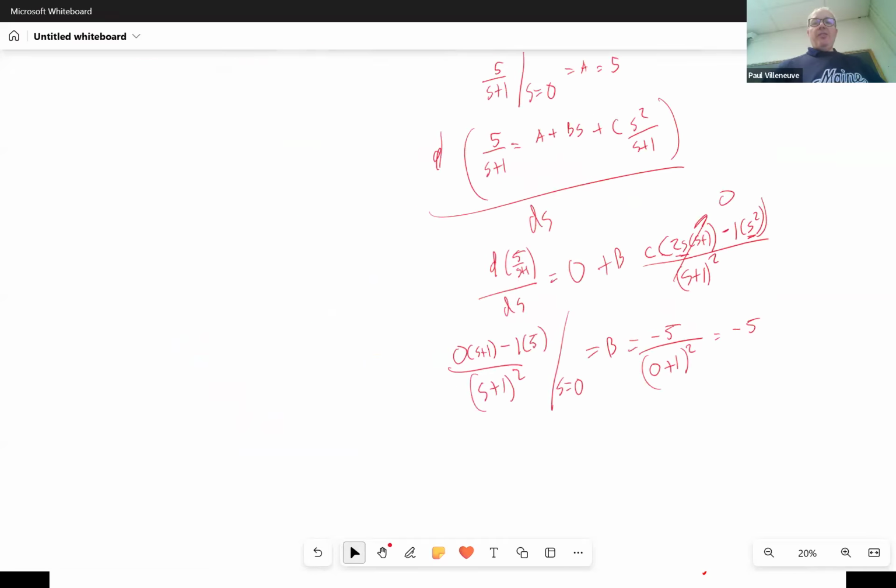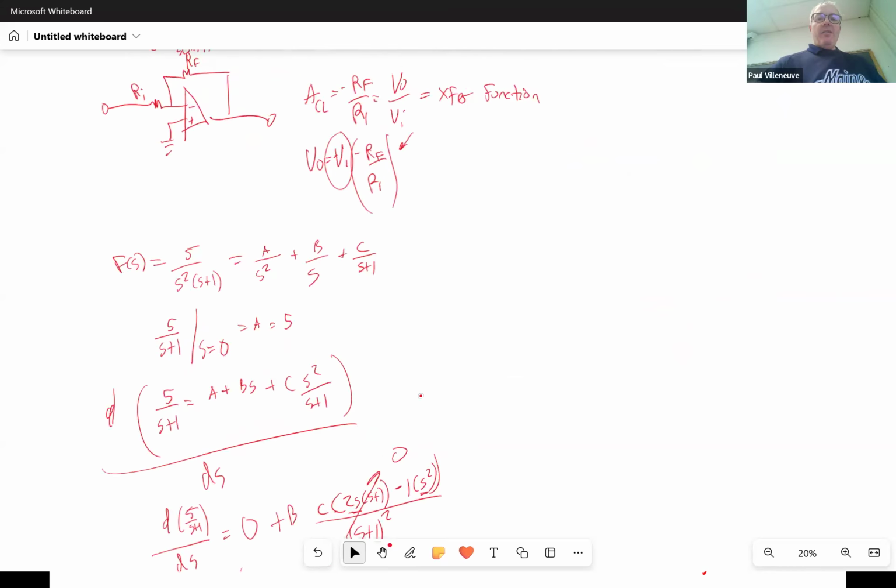C is the regular old standard way. So go back all the way over here. C is equal to 5 over s squared, evaluated at s equals -1. Okay, so you only do the derivative for the repeating root. Because other than that, it all cancels out, right? When I do the regular evaluation, that term drops out. That's it.